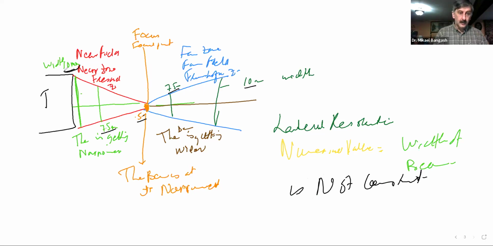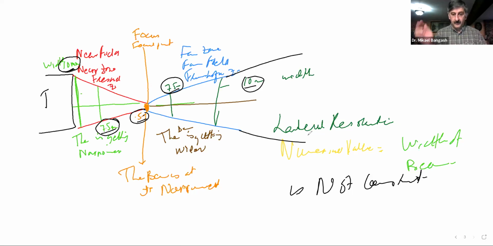Because here the numerical value was 10 millimeters. Here it was 7.5 millimeters. Here it was 5 millimeters. Then it goes back to 7.5 millimeters, and then it goes 10 millimeters, and even further now. So here, unlike your axial resolution, your lateral resolution is going to change.